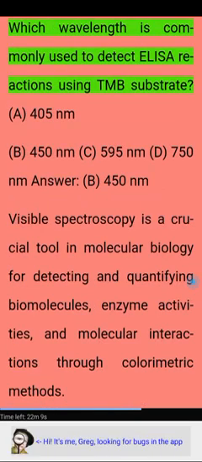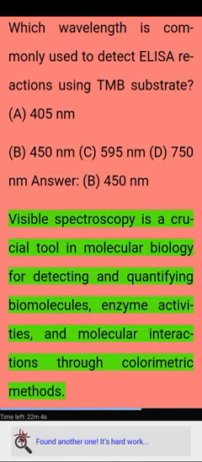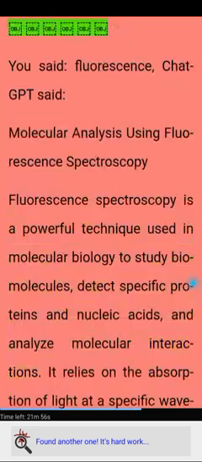Which wavelength is commonly used to detect ELISA reactions using TMB substrate? A. 405 nanometers. B. 450 nanometers. C. 595 nanometers. D. 750 nanometers. Answer: B. 450 nanometers. Visible spectroscopy is a crucial tool in molecular biology for detecting and quantifying biomolecules, enzyme activities, and molecular interactions through colorimetric methods.